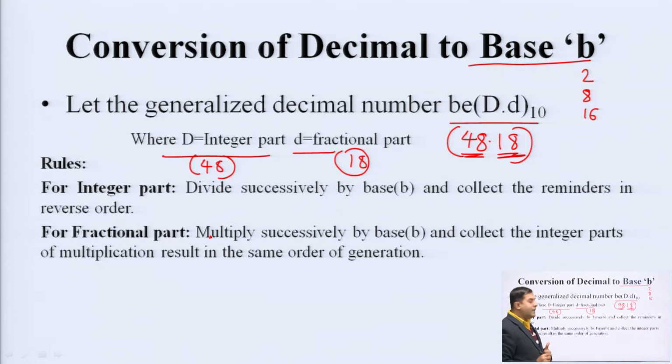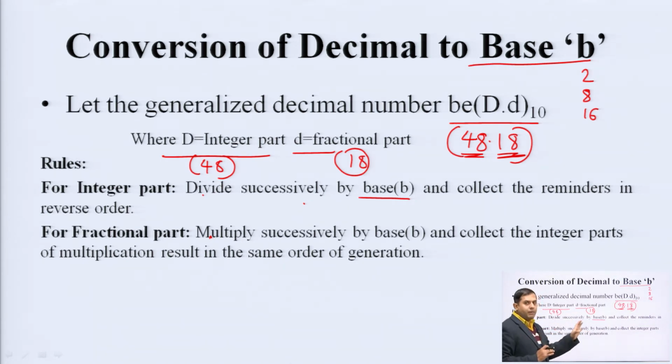So, what are the rules for conversion? For the integer part, divide successively by base B and collect the remainders in reverse order. Collect the remainders in reverse order means, suppose we are converting into binary number system, then base will be 2. So, I have to successively divide 48 by 2 and whatever remainders we get, we will collect them and represent them in reverse order.